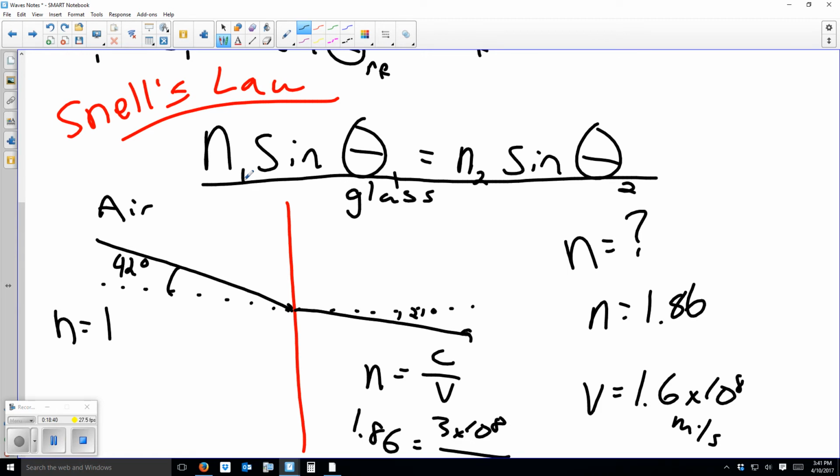It'll just be sort of an algebra problem. Make sure that your calculator is in degree mode when you do that. But basically, Snell's law says that the bigger the difference in the indexes of refraction, the bigger the change in angle, the bigger that shifting of refraction appears to be.